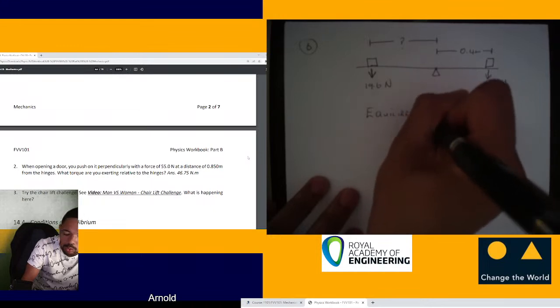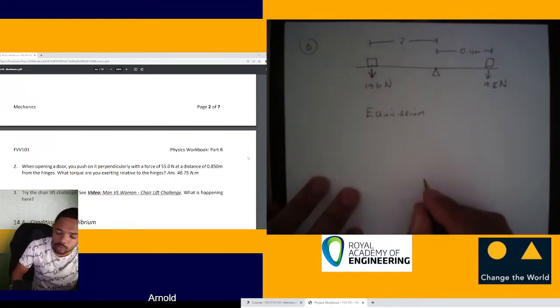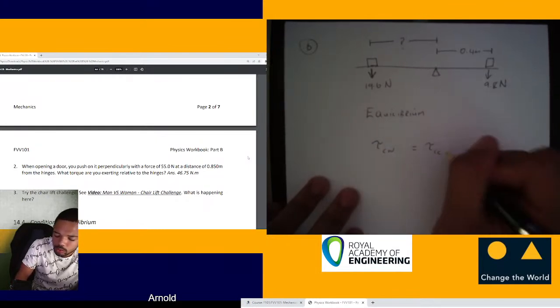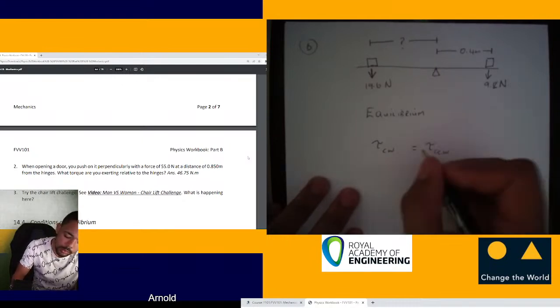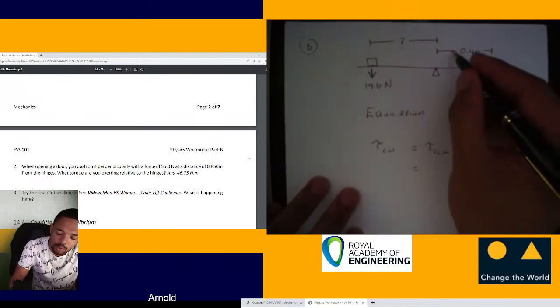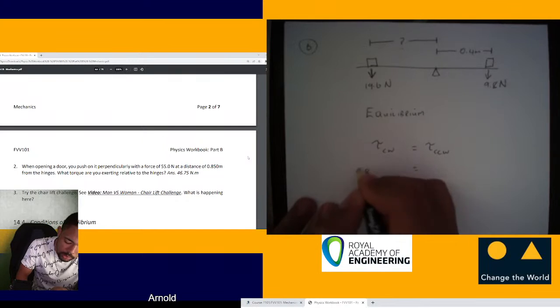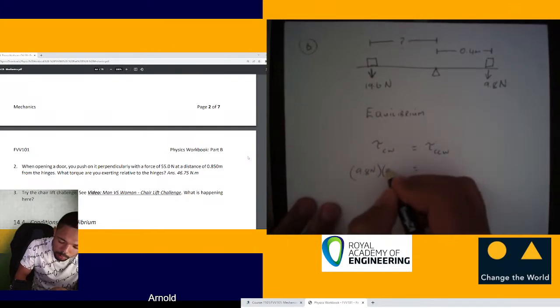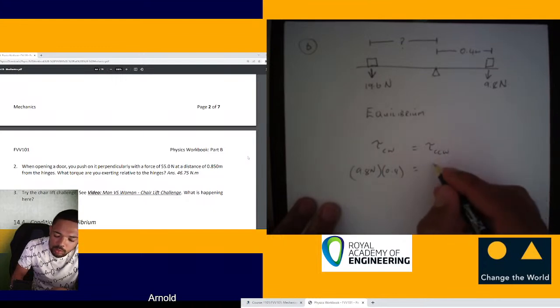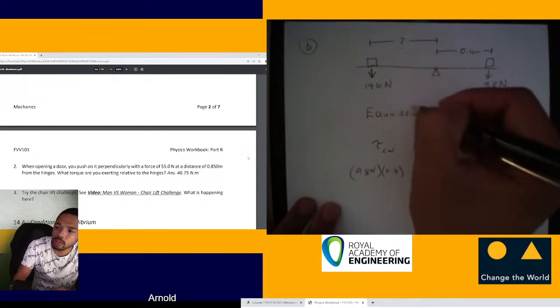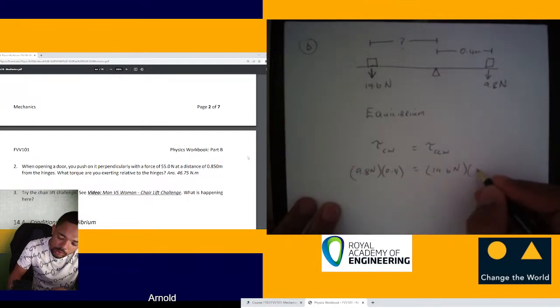Meaning that the clockwise torque is directly equal to the counterclockwise torque. The clockwise torque is the torque causing it to rotate clockwise, so it will be that one, the 9.8. So it's 9.8 newtons multiplied by a distance of 0.4 meters, which is equal to the force causing a counterclockwise torque, which is 19.6 newtons. It's rotating in that direction, counterclockwise, and its distance is unknown, d.